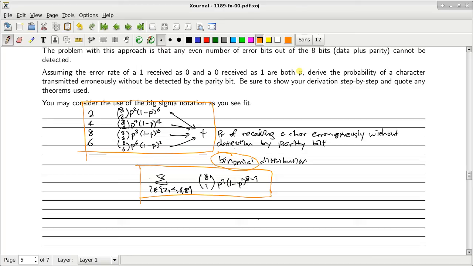Just showing that we have 4 terms, and the summation of the 4 terms, is what is important. To assign partial credit, the use of combination is important. This portion here is important, to understand that we are choosing any 2 bits out of 8, any 4 bits out of 8, any 6 bits out of 8, and any 8 bits out of 8 to be erroneous. That part is important as well. All right, so that's it.